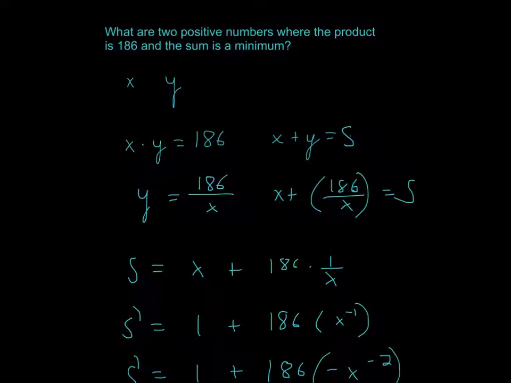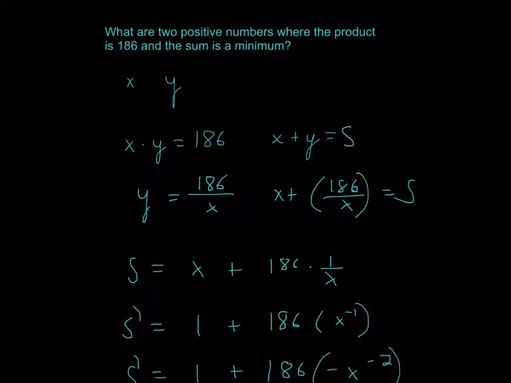So for this question, it says, what are two positive numbers where the product is 186 and the sum is a minimum? So let's have our two numbers represented by two variables, x and y. So x times y is 186, because the product is 186, and the sum is a minimum. So add the two variables, x and y, which are the two numbers, and that equals the sum, which we'll designate with s.